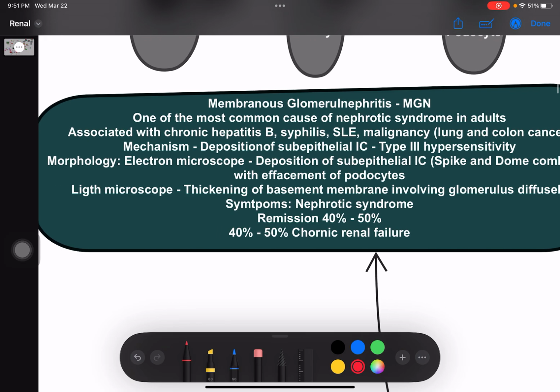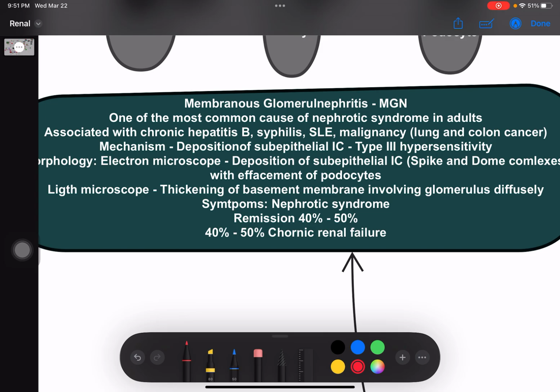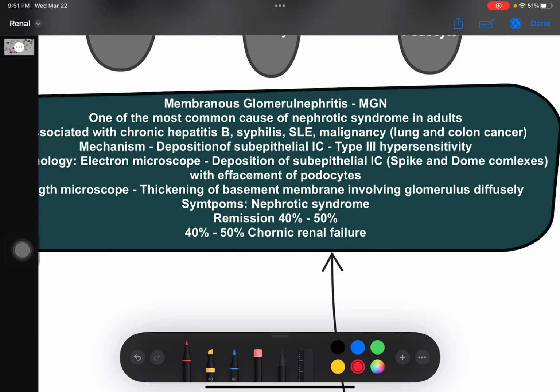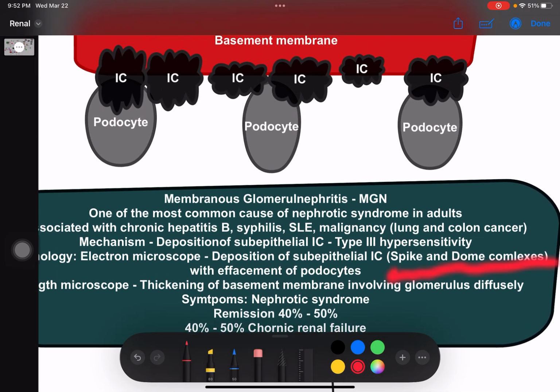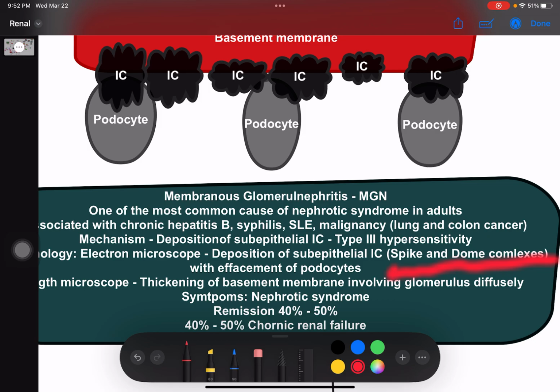In morphology, in an electron microscope, we can see deposition of subepithelial immune complexes, which are characterized by the spike and dome complexes. This is important to remember. And as with the preceding two disorders, there is an effacement of podocytes here as well. So here podocytes look normal, but they're usually thin.